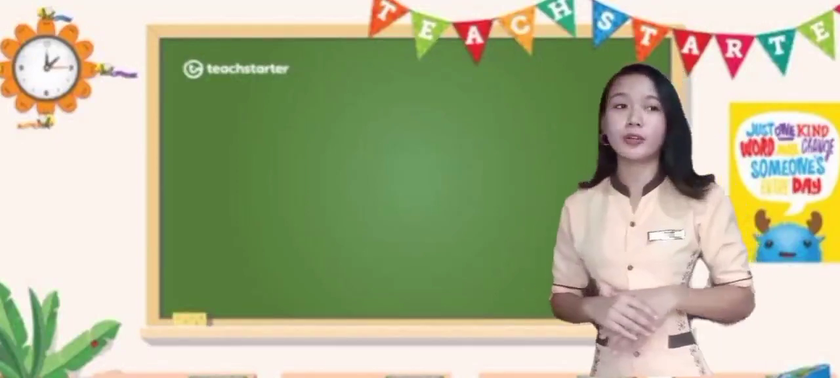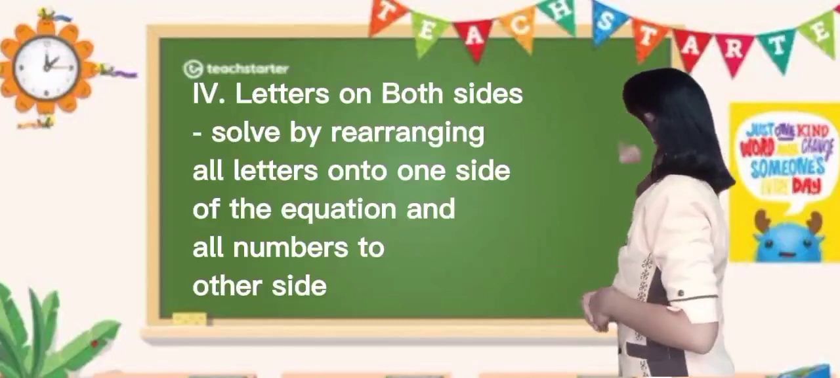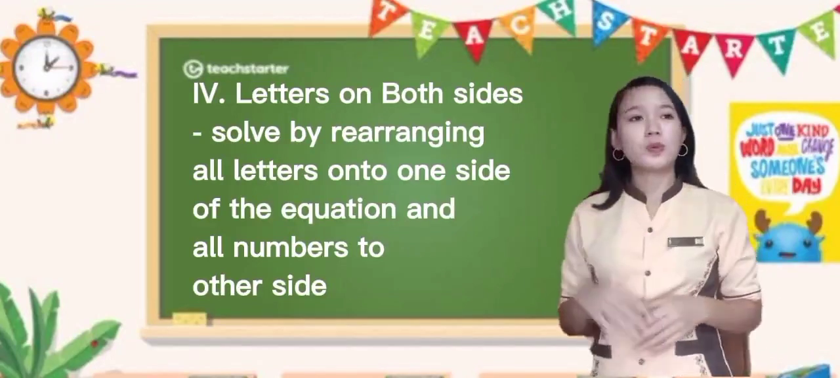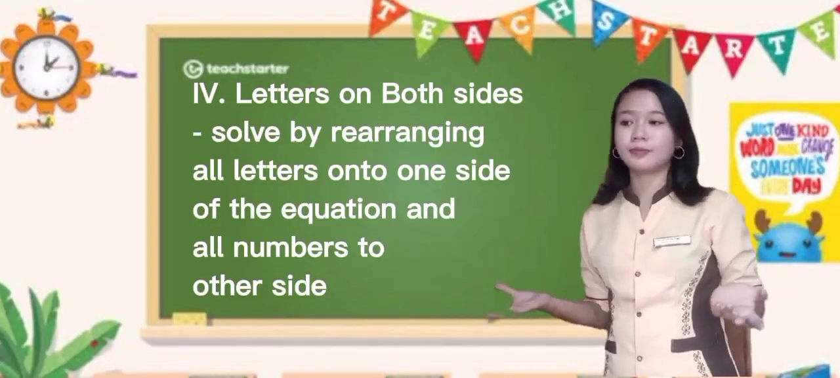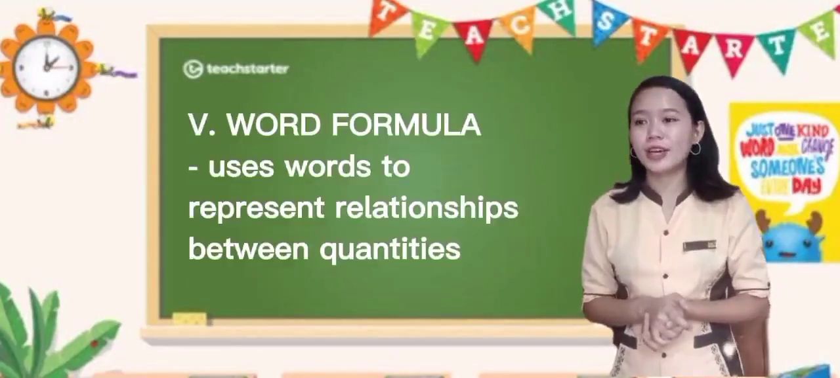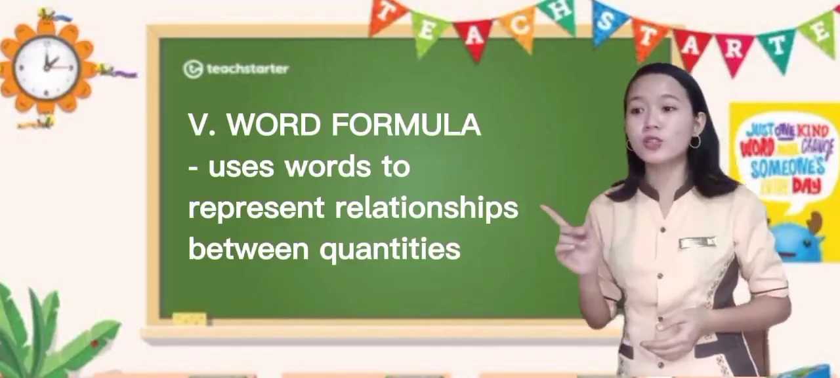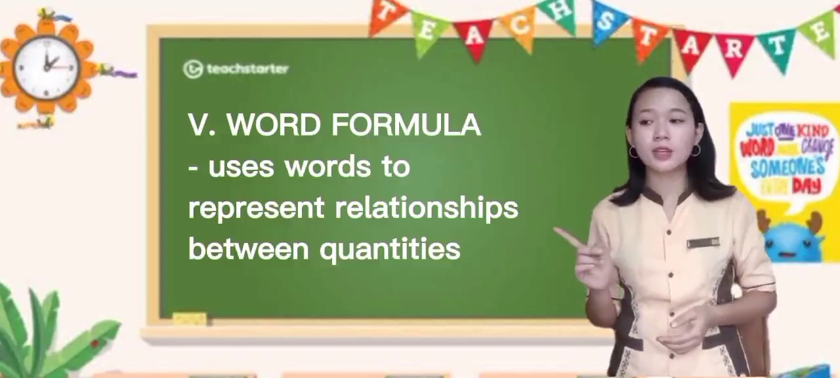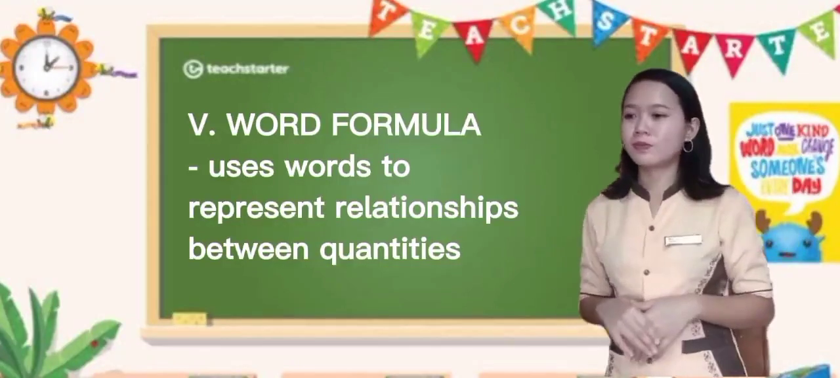Next will be letters on both sides. To solve this equation, we rearrange all the letters to one side and all the numbers onto the other side. Okay, class, next will be the word formula. A word formula uses words to represent relationships between quantities. So in here, we now use words.